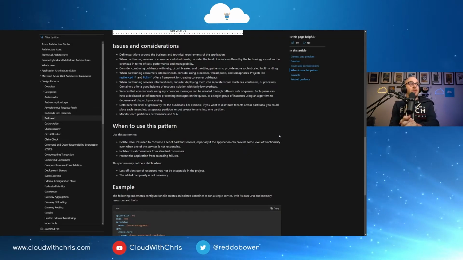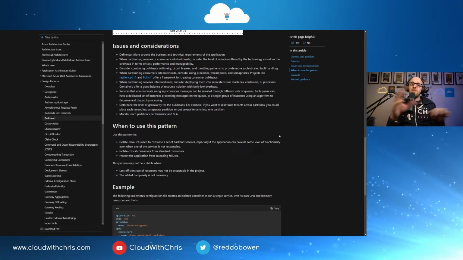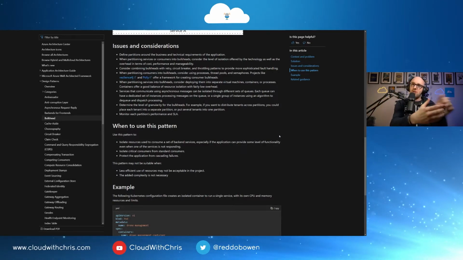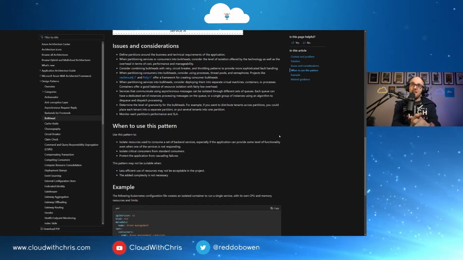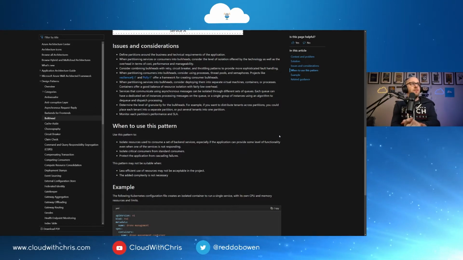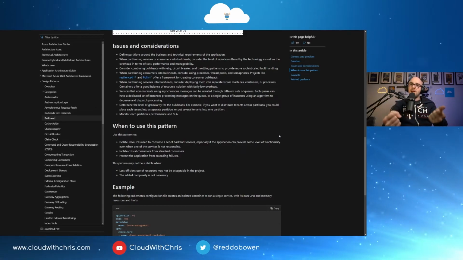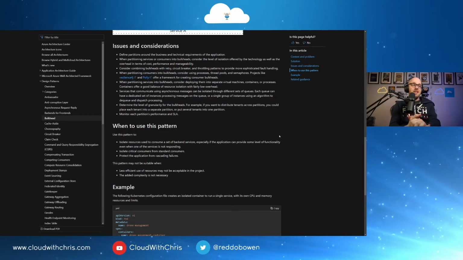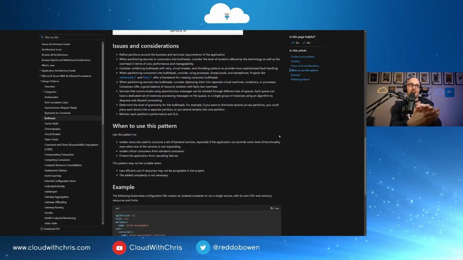The next point talks about when partitioning consumers into bulkheads, consider using processes, thread pools, and semaphores. Projects like Resilience4j and Polly offer a framework for creating consumer bulkheads. So again, that's talking about the other end of the spectrum there. And if you're calling some of those services, how you can build in some of that resilience as well. So do think about both sides of the coin. Don't just think about the service that you're calling there. The next point I think we've covered, but again, just consider deploying into separate virtual machines, containers or processes. And again, it calls out containers, especially as a good way of partitioning.